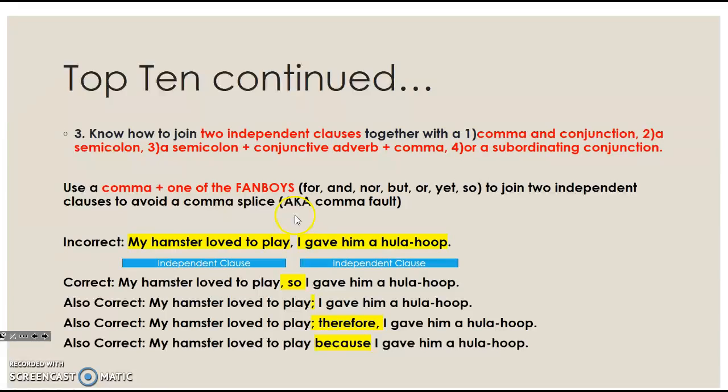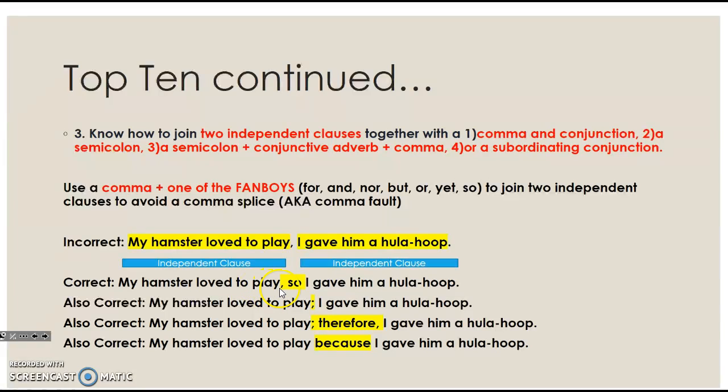a comma splice. And let me show you in this sentence. My hamster loved to play, comma, I gave him a hula hoop. All right, so you have a complete sentence here. That's an independent clause, my hamster loved to play. And then you have an independent clause, I gave him a hula hoop. You cannot join it with only a comma. That is incorrect. Any of these 4 ways are correct.